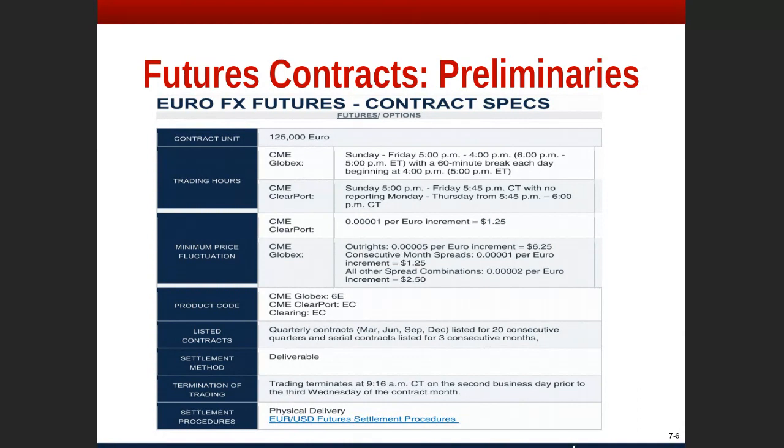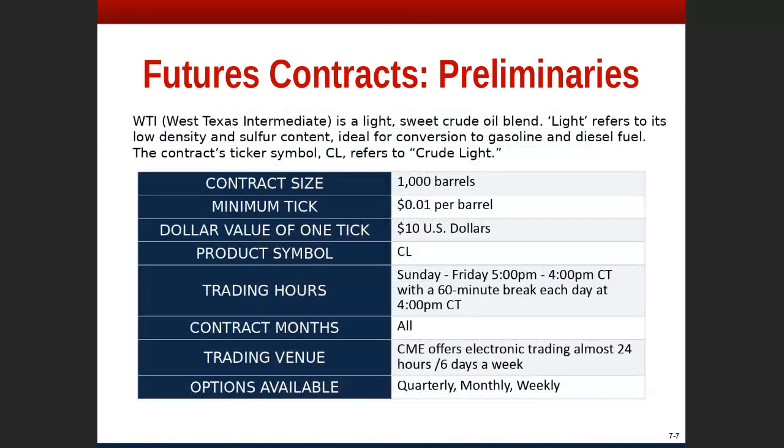Now let's look at another futures contract. This one is for crude oil. This is the West Texas Intermediate. Okay, this is a light sweet crude oil blend, where light refers to its low density and sulfur content, ideal for conversion to gasoline and diesel fuel. Okay, so again, the contract size is 1,000 barrels.